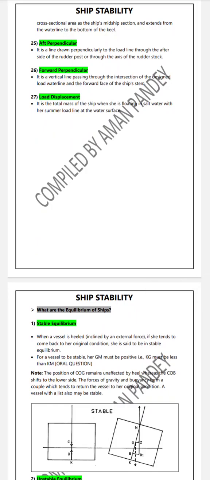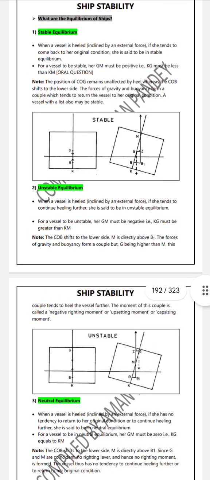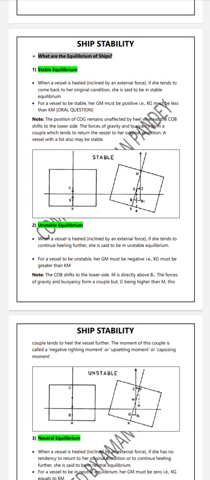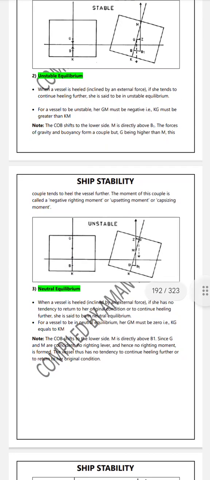Okay, stable equilibrium is when GM is positive, and unstable equilibrium is when GM is negative.